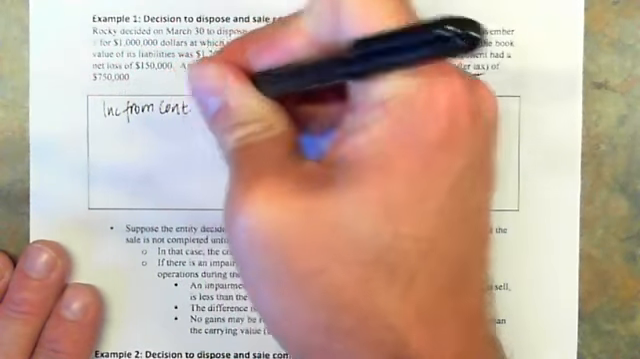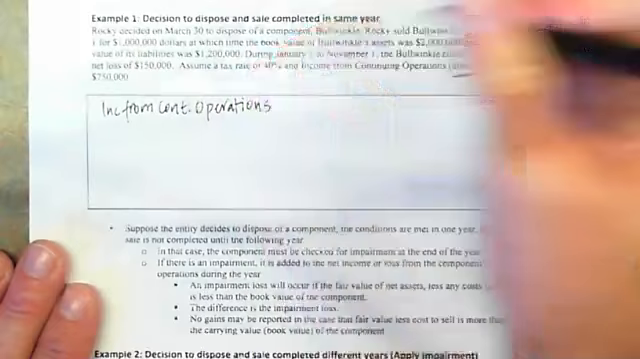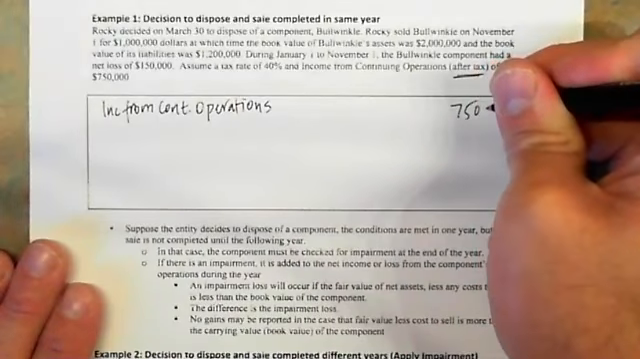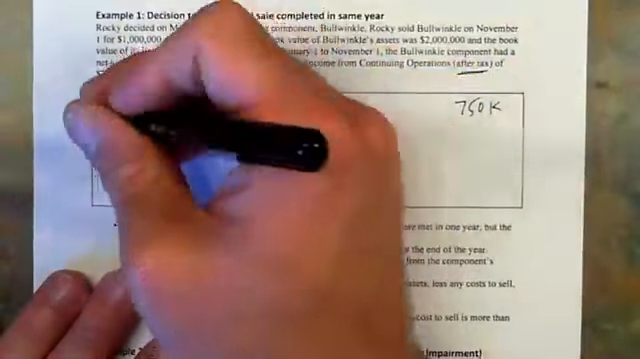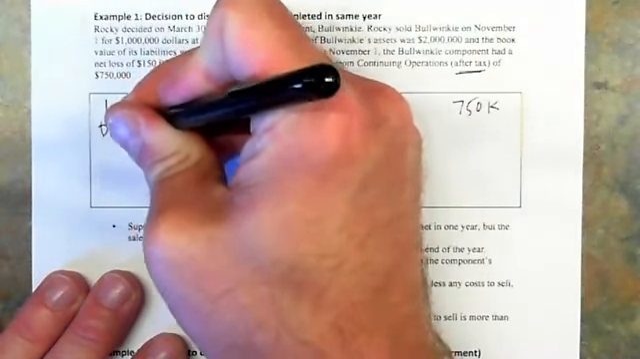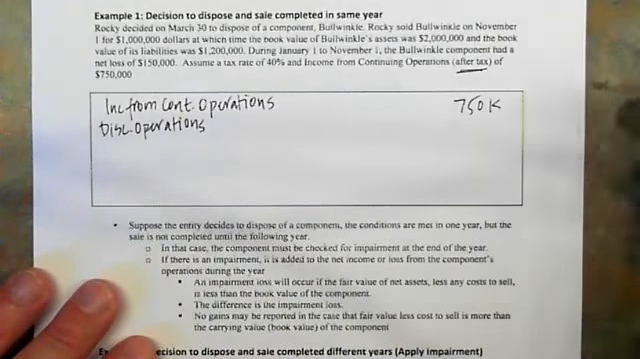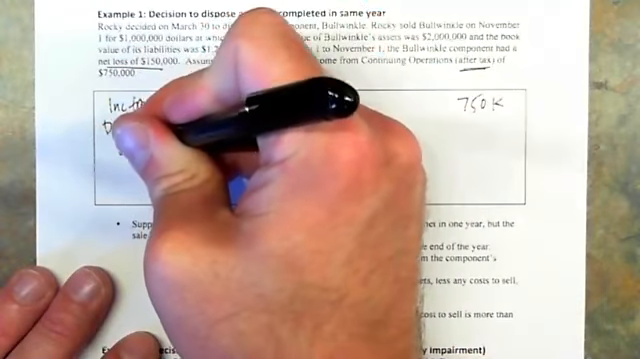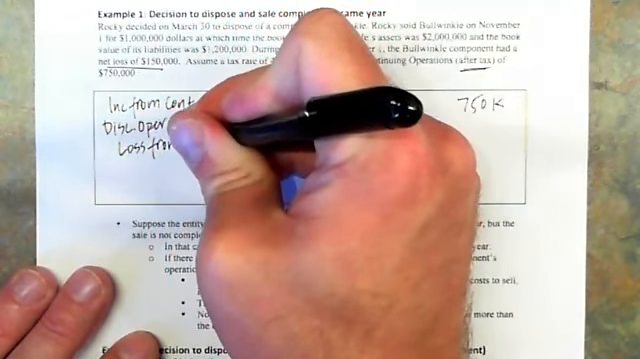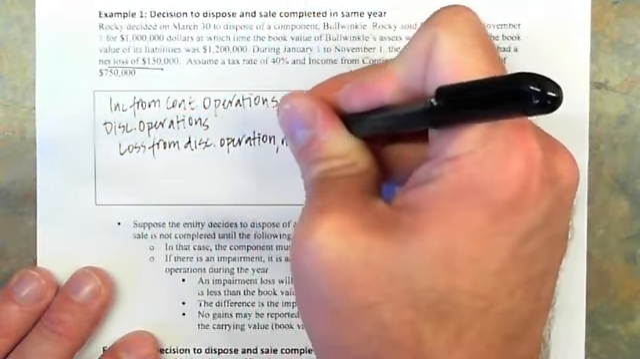And I'm going to do a lot of abbreviating because otherwise it gets really lengthy. So $750,000, that's income from continuing operations. Next comes our discontinued operations. And remember, the first item is the loss that we recognize. It could be profits, but in this case, it was a net loss of $150,000. So we write loss from discontinued operation, net of tax.